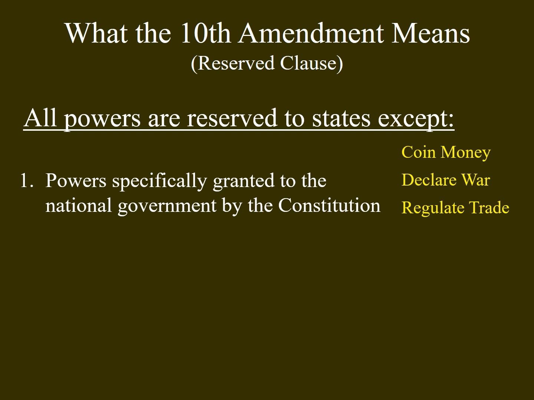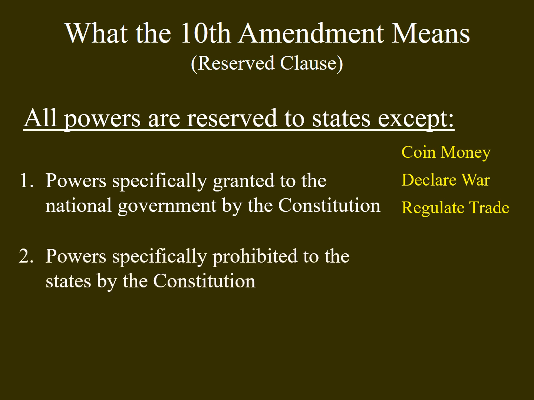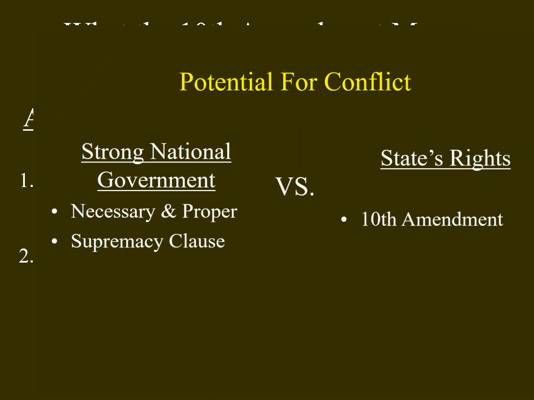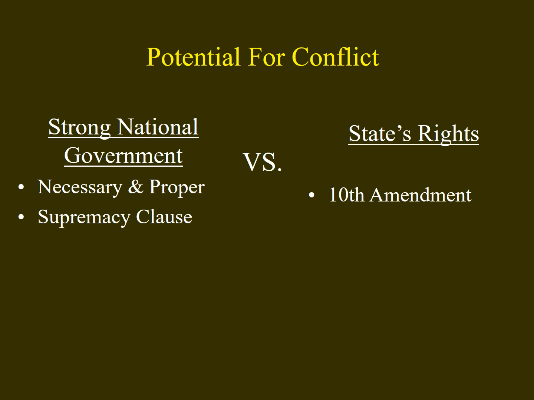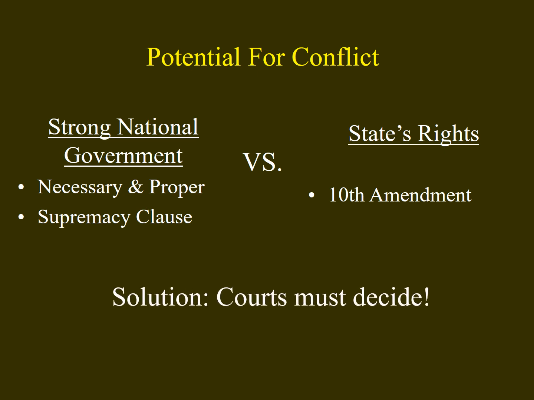The other thing that's not reserved for the states are the powers specifically prohibited, where the Constitution says states can't do these things. For example, states cannot sign treaties, engage in war, or grant titles of nobility. In all other cases, all governmental power is supposed to be reserved to the states. So this actually creates quite a potential for conflict. A strong national government is protected by the Necessary and Proper Clause and the Supremacy Clause, and states' rights are protected by the 10th Amendment. If there's a conflict between those two, well, the solution has to be decided by our courts.